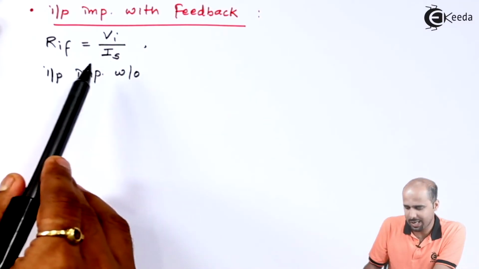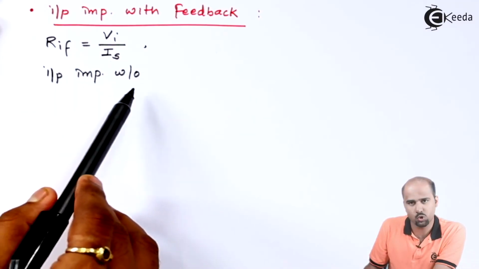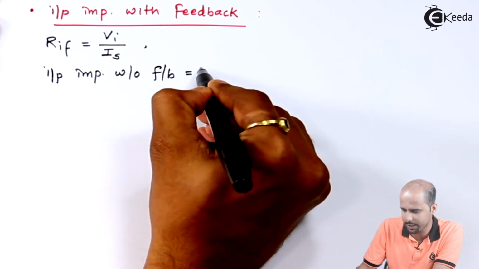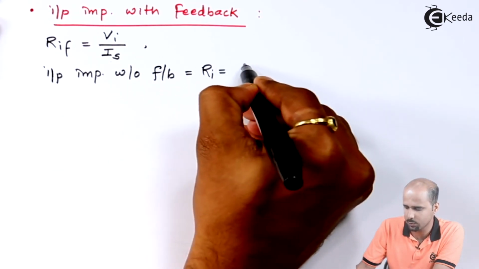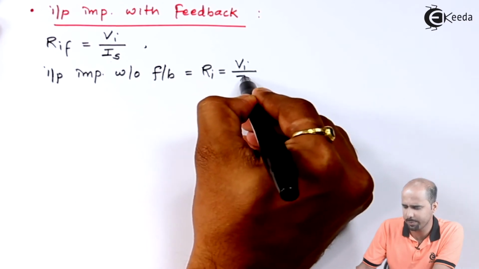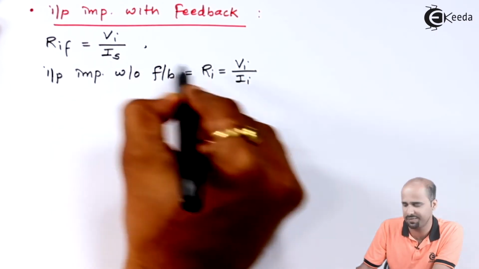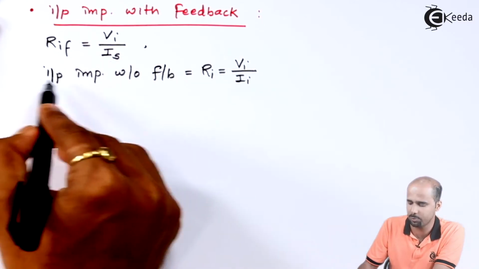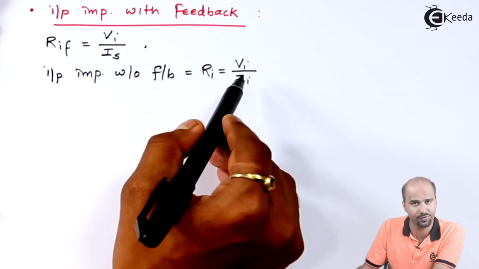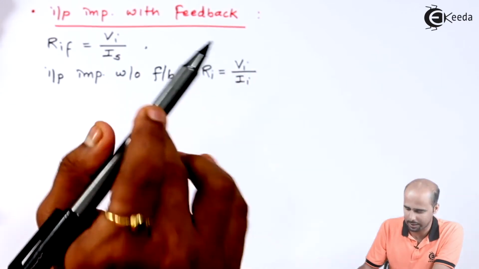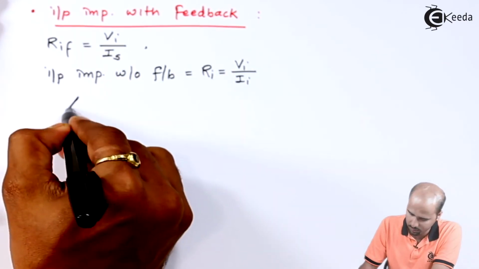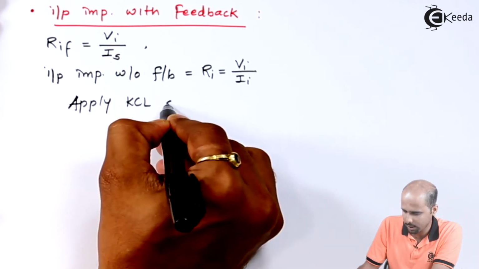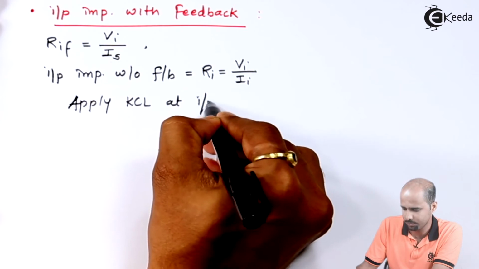Before learning this Rif, we have to learn input impedance without feedback. Input impedance without feedback is nothing but Ri is equal to simply Vi divided by Ii. Instead of Is, I will replace this Is by Ii, so that we will be getting the input impedance without feedback. We don't want without feedback, we want with feedback. So we'll apply the same thing, apply KCL at input.